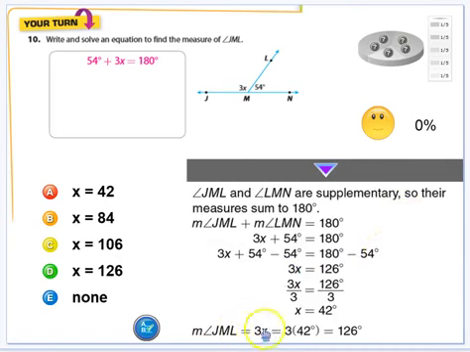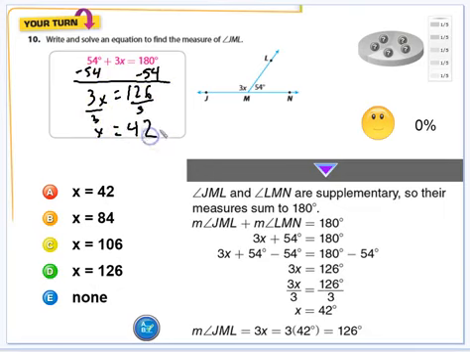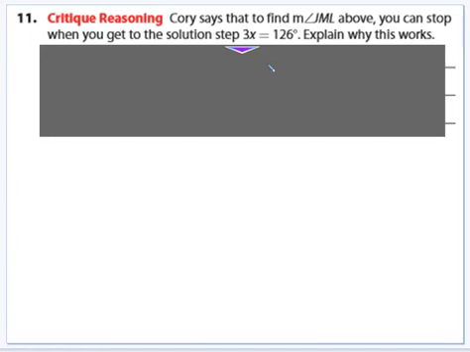And then to find JML, you multiply, you work it all out and get x. You subtract 54 to this side. You subtract both sides by 54. You get 3x equals 126. You divide both sides by 3. And you get x equals 42. Then you plug x back into this equation to find out, no, you do 3 times 42 to find out JML. All right?